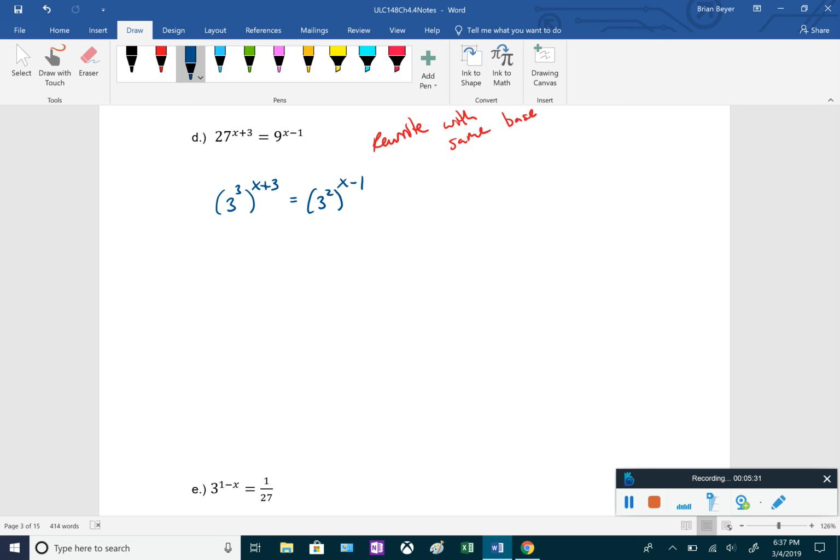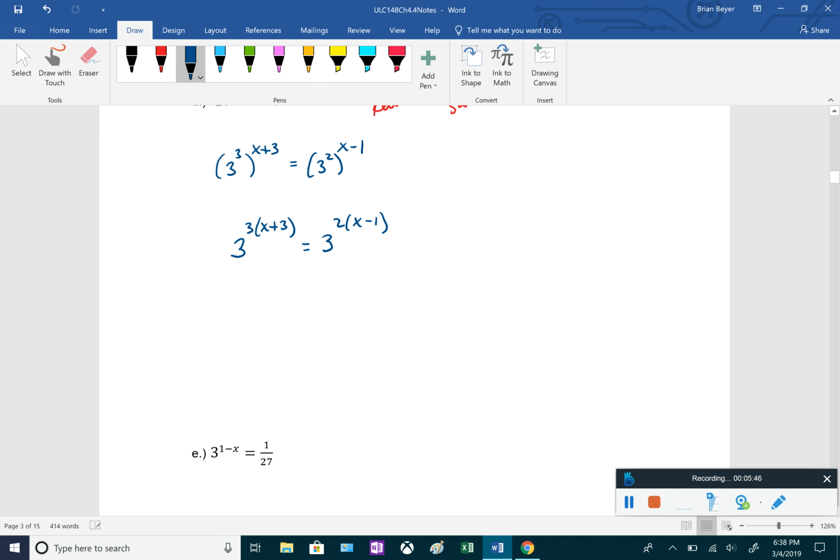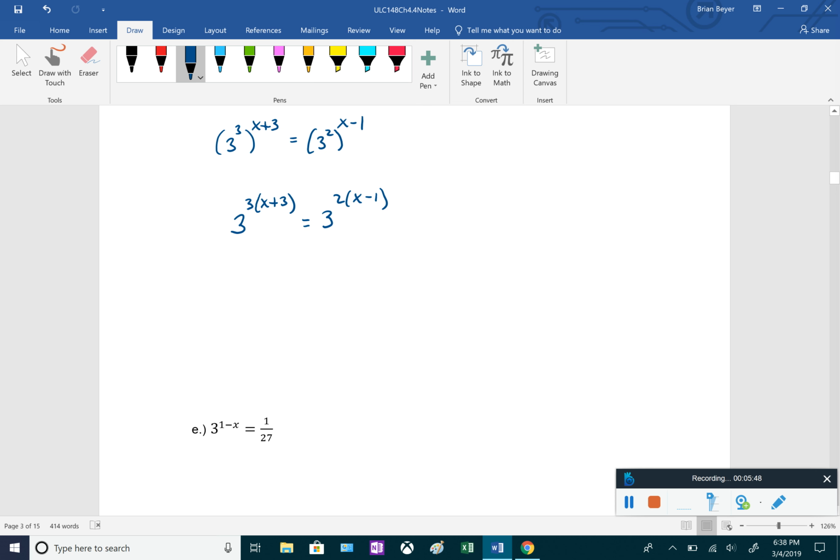Now we still need to simplify this a little bit. We have to remember that power to a power, we multiply the exponents. So it's going to be 3 times the (x plus 3), and then 2 times the (x minus 1). In this step, I'm just going to distribute the 3 to get 3x plus 9. I'll distribute the 2 to get 2x minus 2.